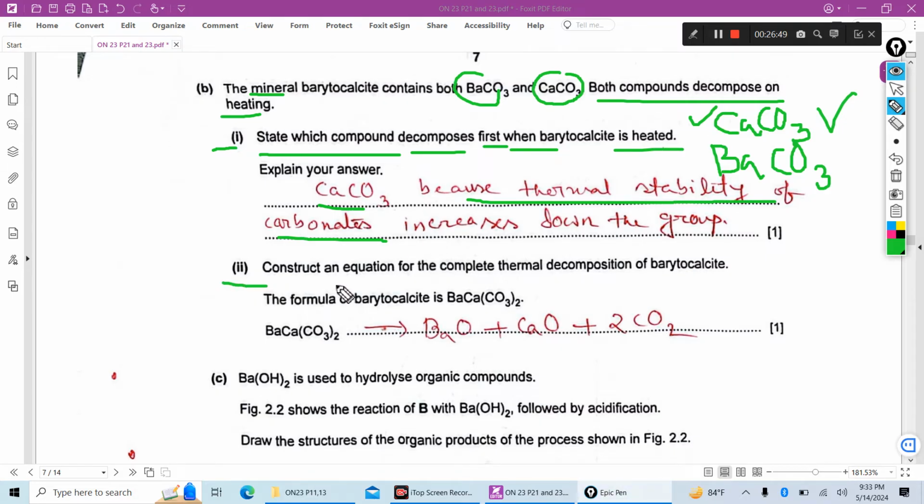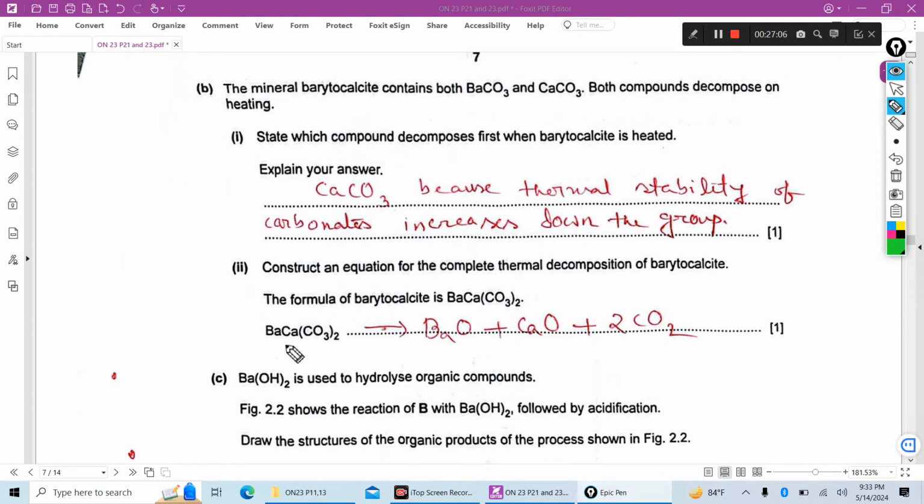Number 2: construct an equation for the complete thermal decomposition of this ore. The formula is given. You know group 2 carbonates decompose to form group 2 oxide and carbon dioxide. So here, with two metals, two oxides will form: barium oxide, calcium oxide, plus carbon dioxide. Any group 2 carbonate, if you give heat, produces group 2 oxide plus carbon dioxide.